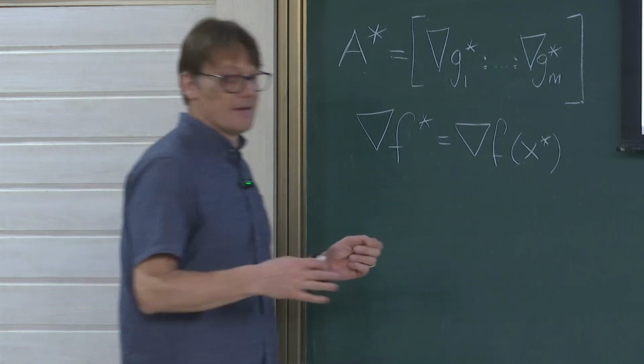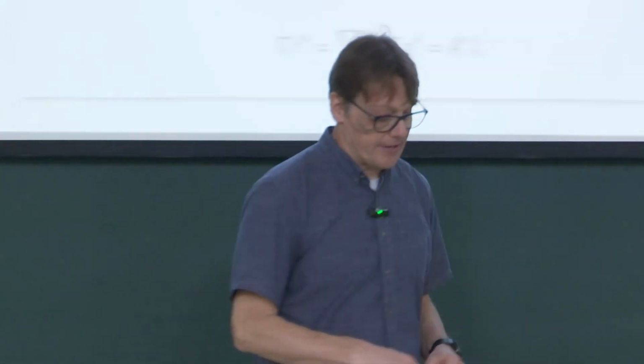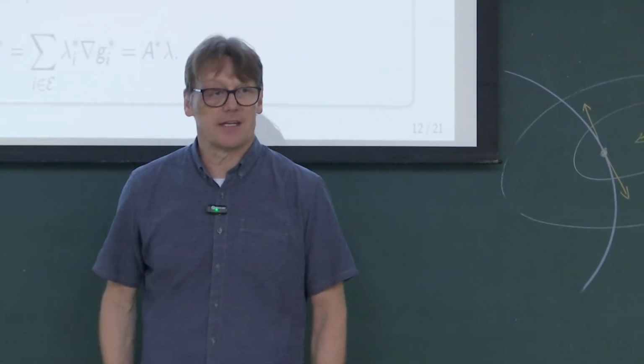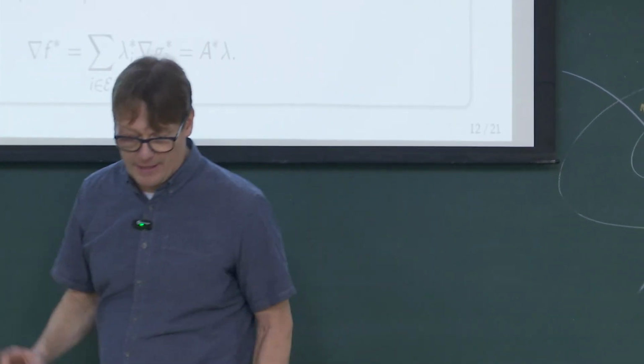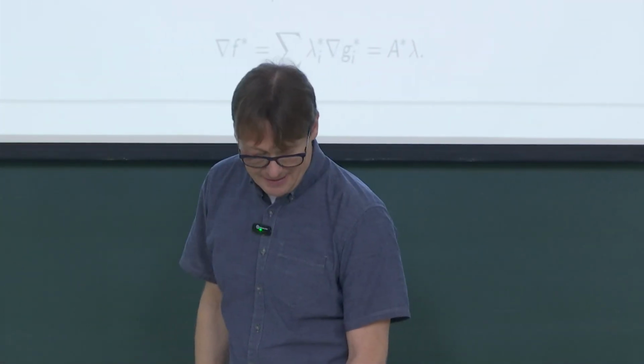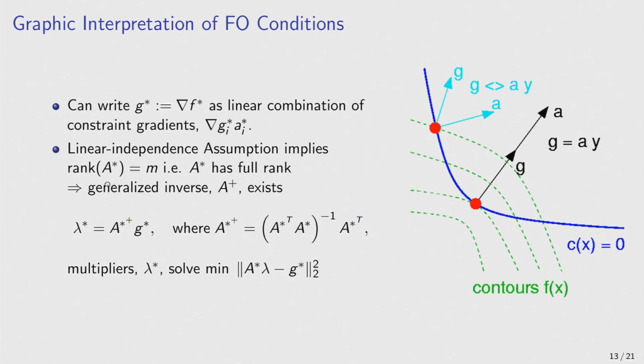There is a difference of opinion between the United States and Great Britain as to which way around you organize your Jacobian, but we're not going to worry about that here. So what this is saying is I can write the gradient of my objective, and I have an old picture here that's not very good, unfortunately, as a linear combination of the constraint gradients.